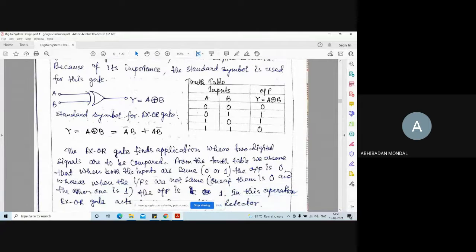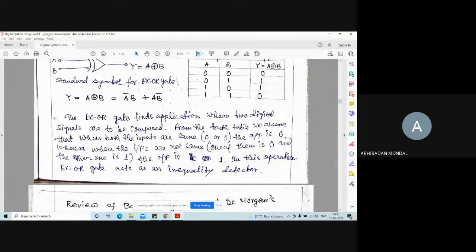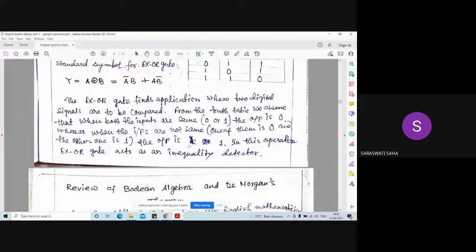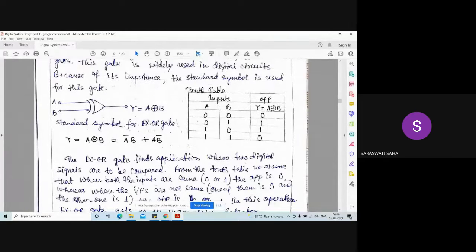Yes, ma'am. Here we write some functions of the XOR gate. The XOR gate acts as an inequality detector. This term is important here. Inequality means inequality in the input side. Here, both the inputs are 0. It means both the inputs are in the same condition, and their output is 0. Here, both the inputs are 1, and we may call both the inputs equal. Then the output is 0.